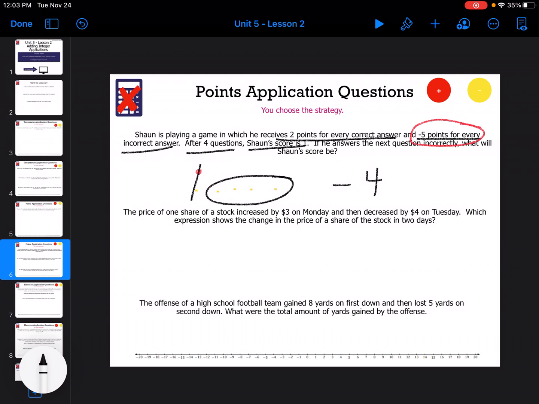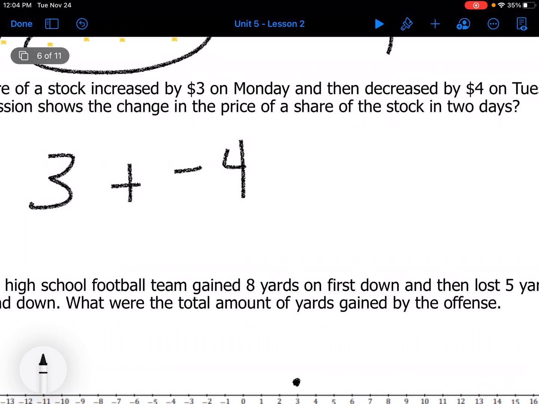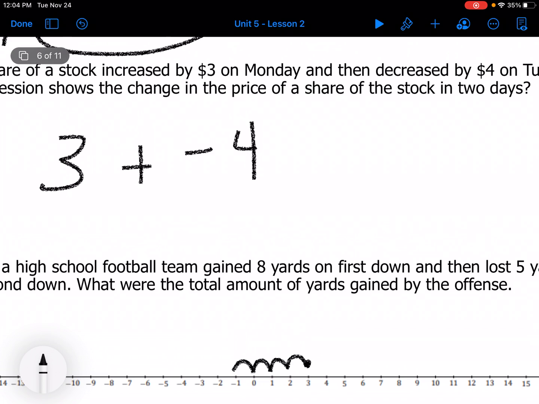The next one says the stock increased by 3 and then decreased by 4. So this would be my expression. I can use my number line. So I'm starting on 3 and I'm going 4 in the negative direction. So I land on negative 1. So negative $1, or they owe $1.